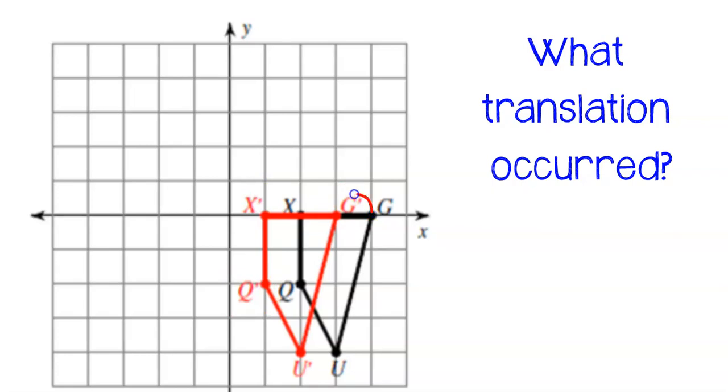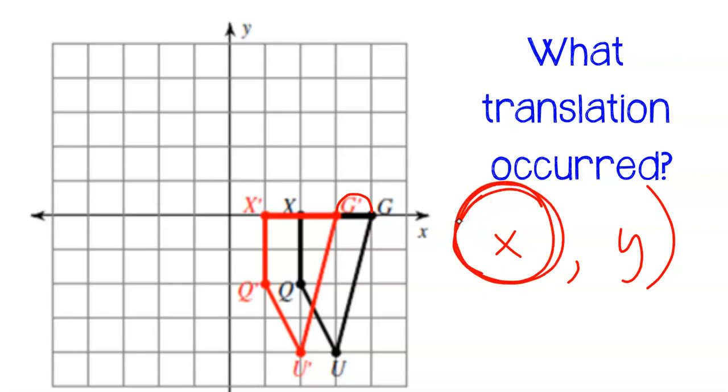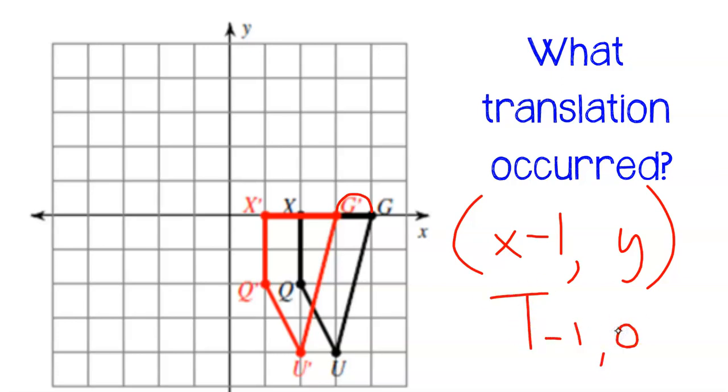To get from G to G prime, I moved 1 unit to the left. Do you remember which coordinate that affects? 1 unit to the left changes the x value. So the notation I would use here is this. If you want to use letter notation, you would write it like that. Let's try another one.